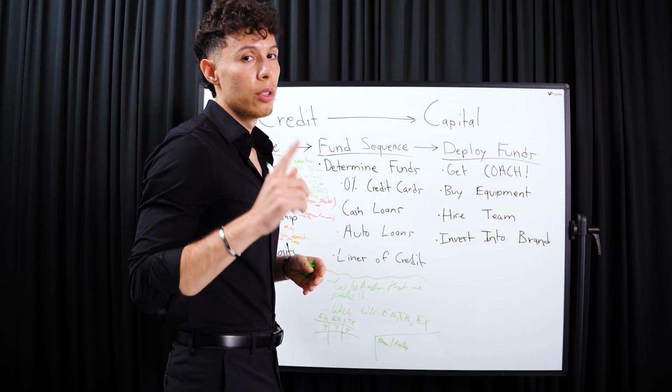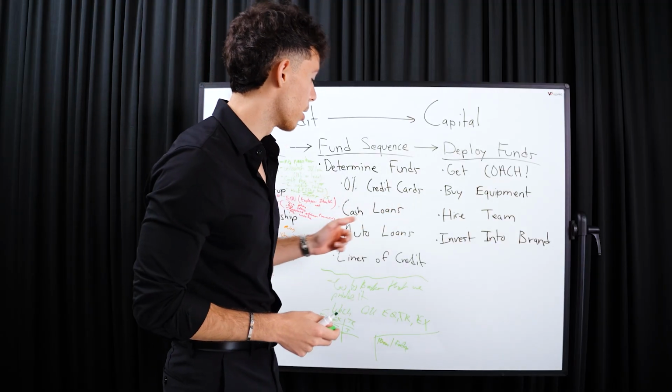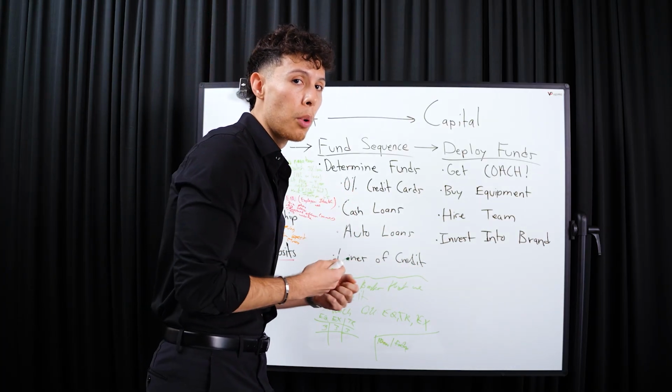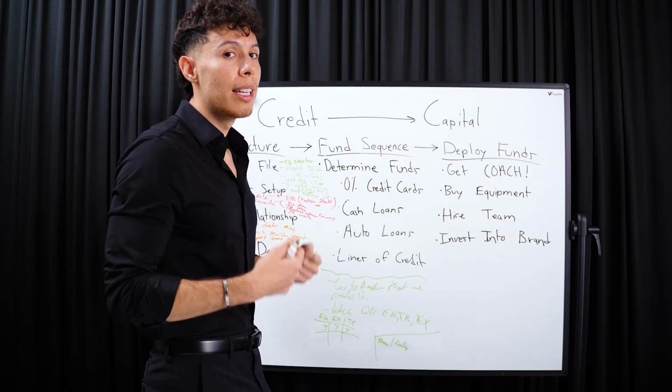So the reason why that's beneficial to you as a business owner is because now you're able to take advantage of credit cards, cash loans, auto loans, and lines of credit without it ever showing up on your personal report. That means you took out a bunch of money and nobody knows about it. So if you need more money, you can go get it.